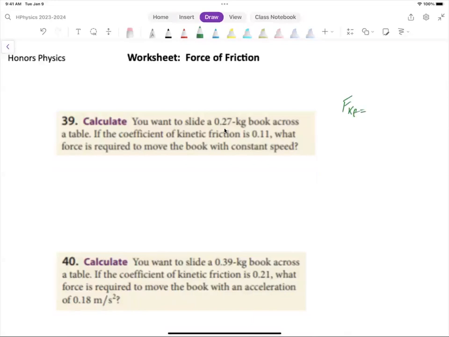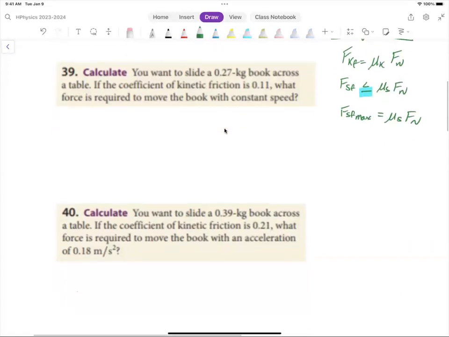Force of kinetic friction is equal to the coefficient of kinetic friction times force normal. Force of static friction is less than or equal to the coefficient of static friction times force normal. When I'm equal to, that's when I'm at my max. So force of static friction maximum is equal to the coefficient of static friction times force normal. So, refresh. Okay, so here we go.